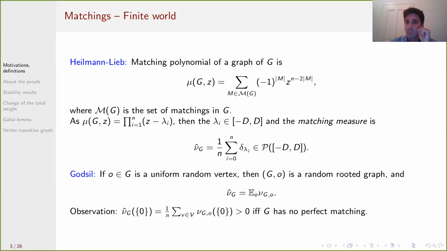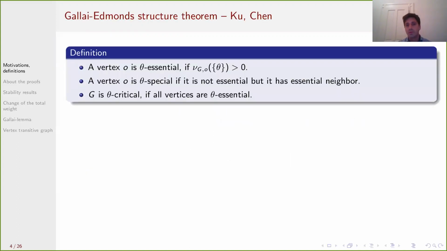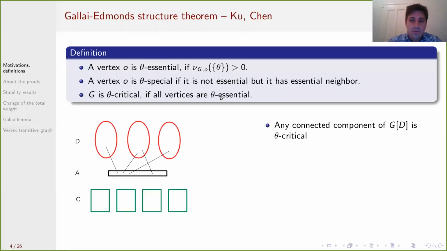Okay, so this kind of vertices will be really important for us, and this is why we name them. So we will call them theta-essential vertices. So we will call a vertex theta-essential if it has a positive contribution to the spectral measure. Also, we will call a vertex special if it is not essential, but if it has an essential neighbor. And we will call the graph critical if all the vertices are essential. Now you might see something similar. You already saw a similar diagram in your life. This is the Gallai-Edmonds structure theorem.